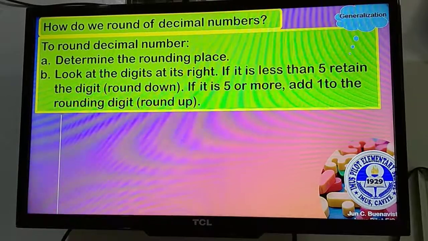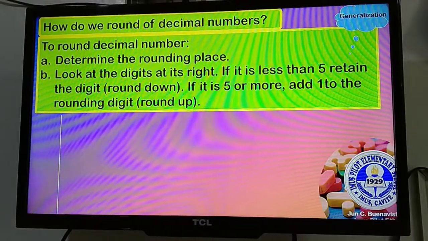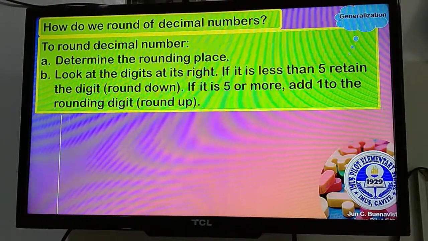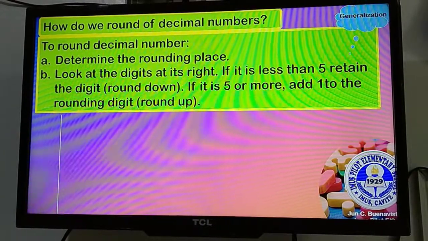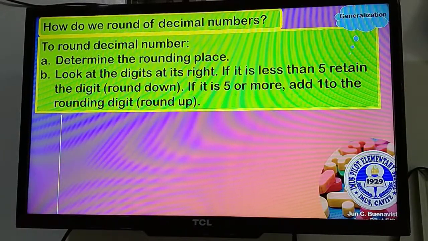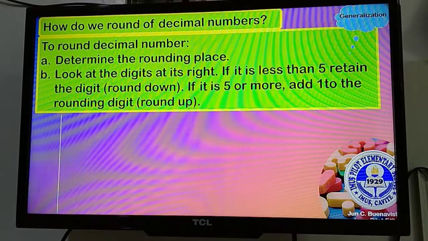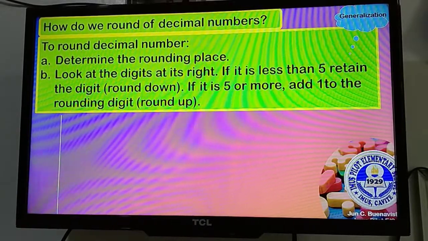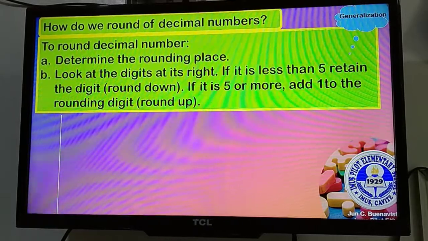Okay, to round decimal number, 1, you're going to determine the rounding place. Ano ba ang ira-round off natin? Look at the digits at the right. If it is less than 5, retain the digit, round down. Or retain the digit at tinatawag natin siyang round down. If it is 5 or more, add 1 to the rounding digit, or tinatawag natin yung round up.